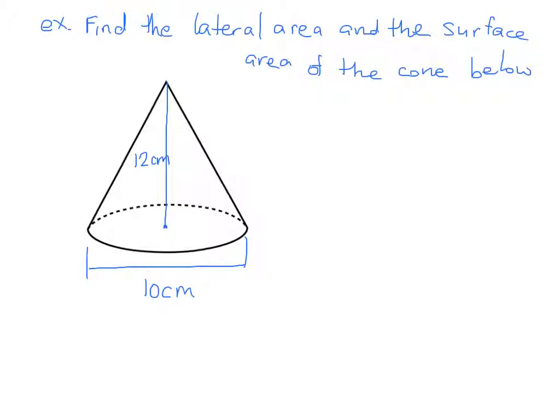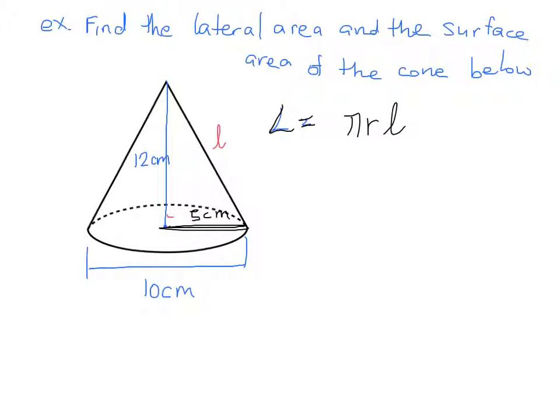In this example, we're being asked to find both the lateral area and the surface area. I'm going to start off with the lateral area. I know that lateral area is pi r L. We don't have the radius yet, but it's super easy to find. Radius is half of the diameter, so our radius is 5 centimeters. And we don't have our slant length yet, but again, it's not so hard to find.